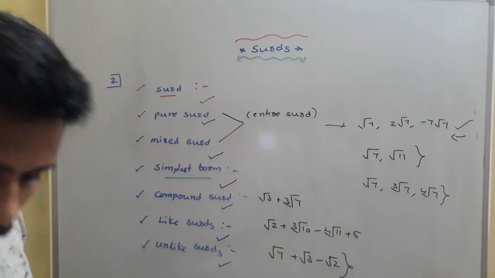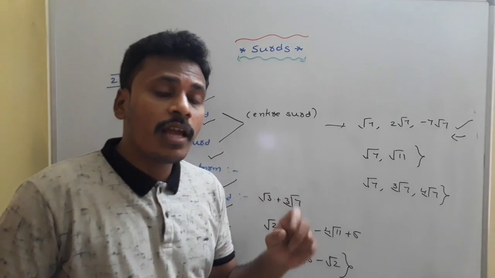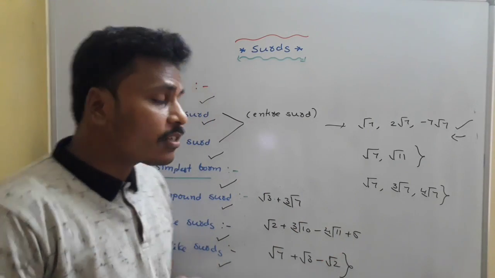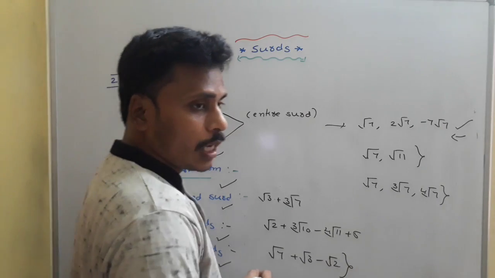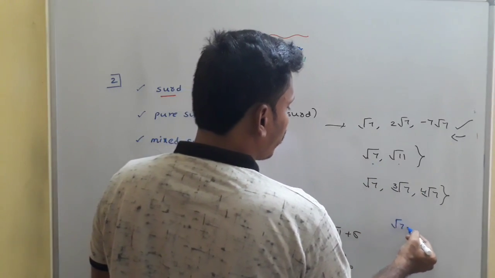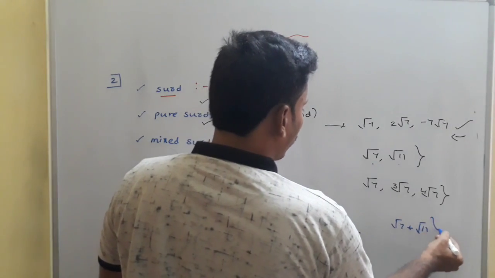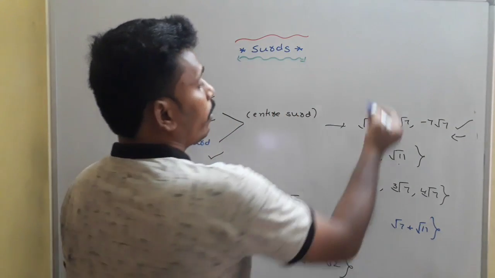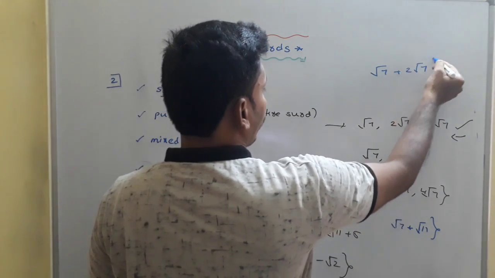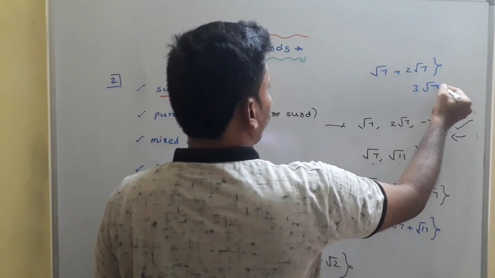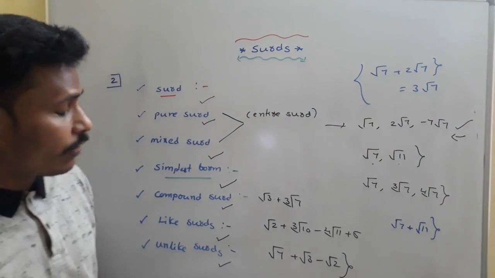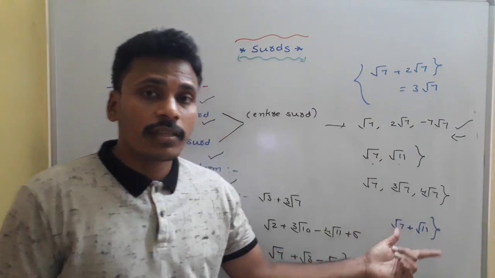And one more thing required to mention here is addition and subtraction of surds. Addition and subtraction is possible only for like surds, not for unlike surds. Root 7 plus root 11, if you add, that is simply root 7 plus root 11. There is nothing to move further. But if you have root 7 and 2 root 7, if you wish to add these two, then you can write it as 3 root 7. In the sense, addition is possible for like surds, and for unlike surds addition and subtraction is not possible.